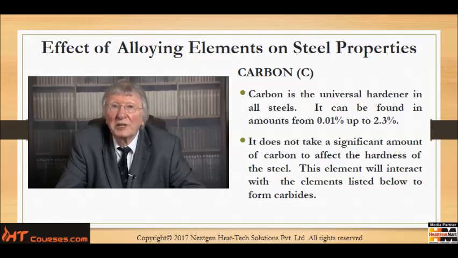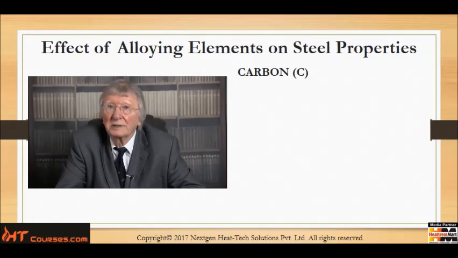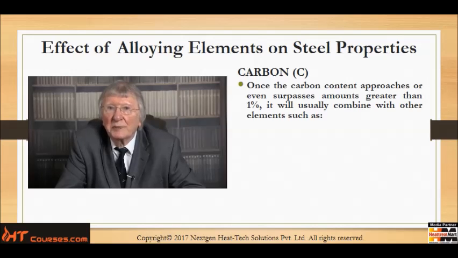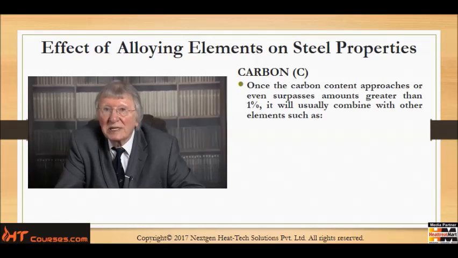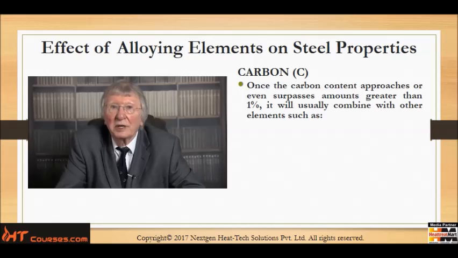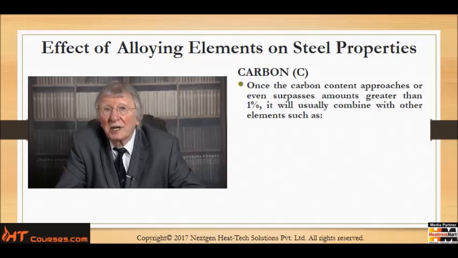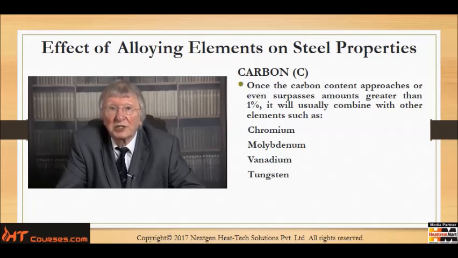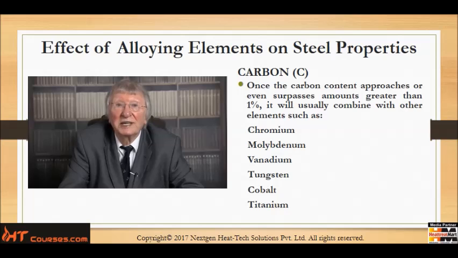This element will interact with elements listed below to form carbides. Once the carbon content approaches or even surpasses amounts greater than 1%, it will usually combine with other elements such as chromium, molybdenum, vanadium, tungsten, cobalt, and titanium.